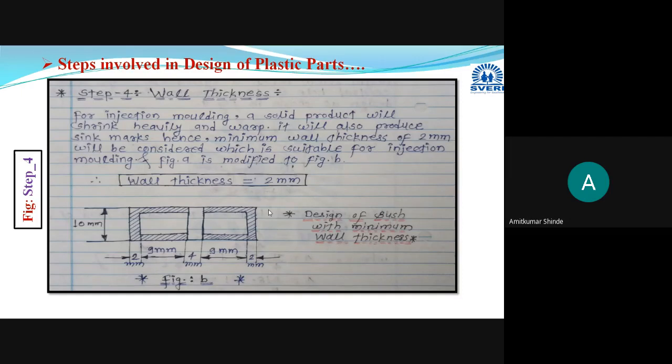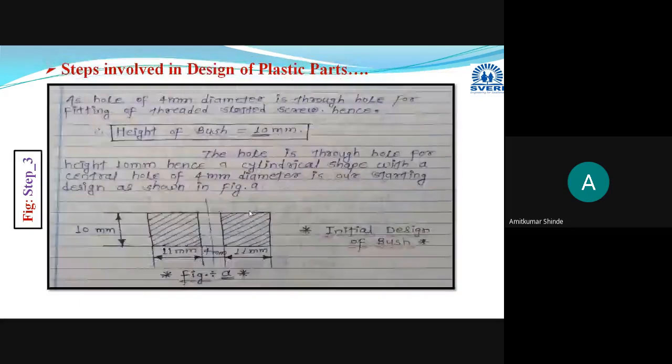Now, suppose we manufacture this, our initial design, as a bush having this much portion solid in nature. This is the heavy section, a heavy solid section with only one small through hole. Then what will happen? A large amount of shrinkage will be there. Shrinkage will occur, then warpage will take place. Then sink marks will be there. A large amount of thermal stresses may get created.